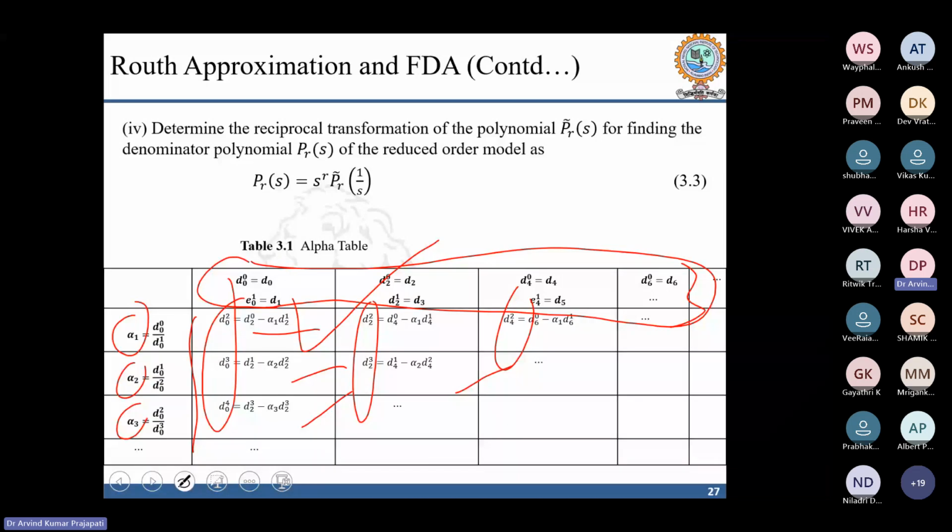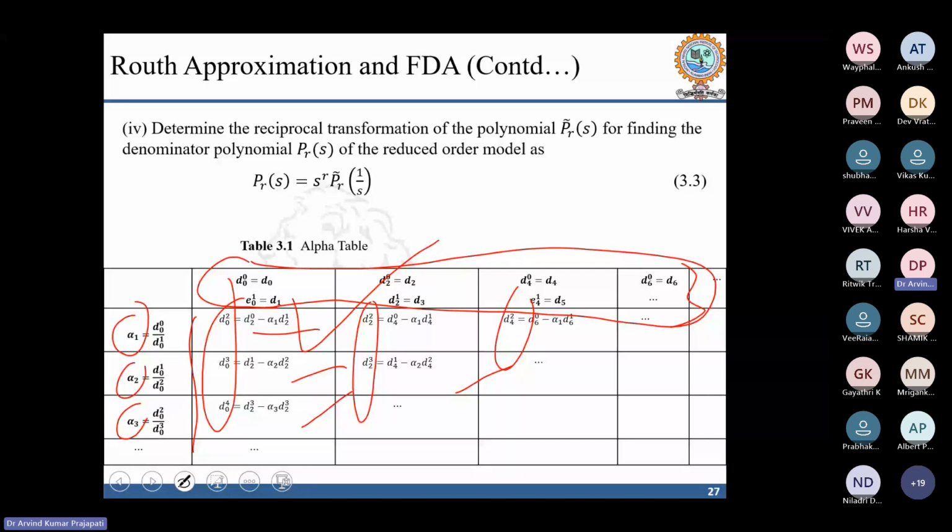In the original Routh approximation method, the numerator is also determined by using the beta table, which I am not going to discuss here. I am going to discuss another technique called the factor division algorithm. Similarly, if you determine the beta table, then you can use the numerator polynomial equation and construct the numerator. So numerator and denominator you can calculate by using the Routh approximation method. But there are some drawbacks in that technique.